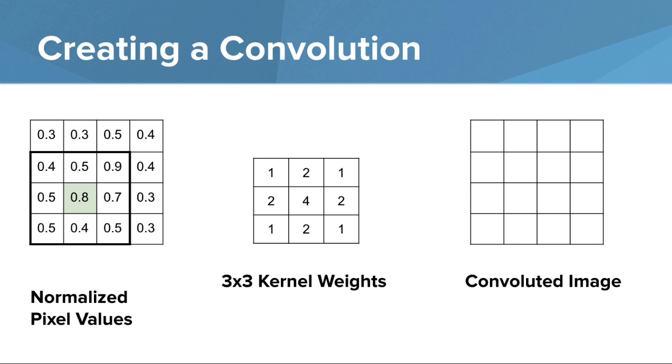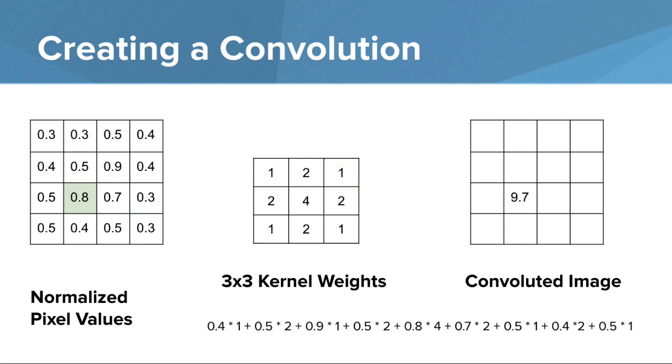You create a 3x3 grid with the pixel value in the center. Now you map the value to the weighted value and multiply. Starting with the upper left, you get 0.4 times 1. You then add the next value, 0.5 times 2. You continue this in the top right corner and add 0.9 times 1. And so on. After all 9 values, you get a convoluted value of 9.7 for that pixel.